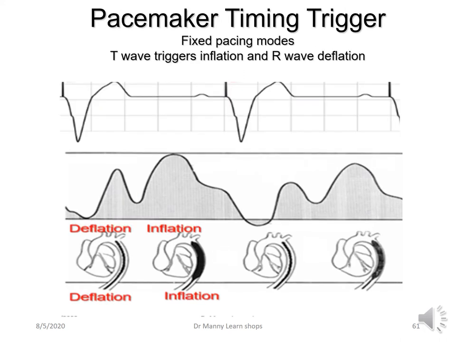Pacemaker timing trigger can be used as well, but primarily for fixed mode pacing. This is where the T wave is triggered for inflation and the R wave for deflation. However, fixed mode is recommended because if you've got a patient who's alternating between sinus rhythm, sinus bradycardia, and pacemaker rhythm, the IABP console computer may have difficulty tracking and coordinating inflation and deflation.